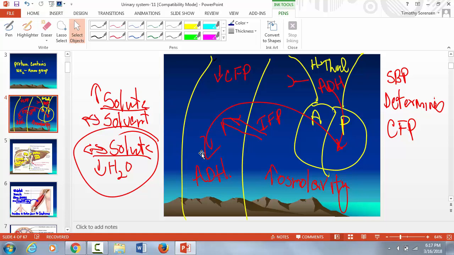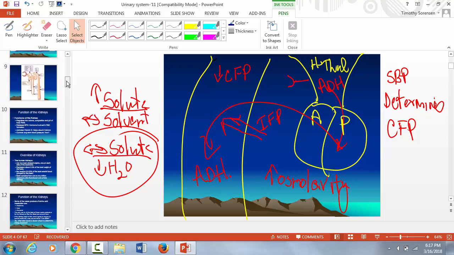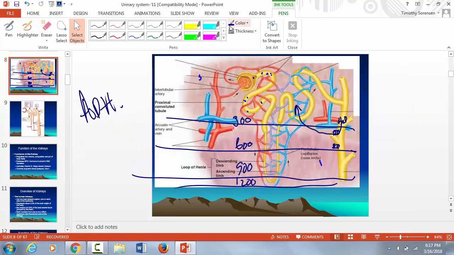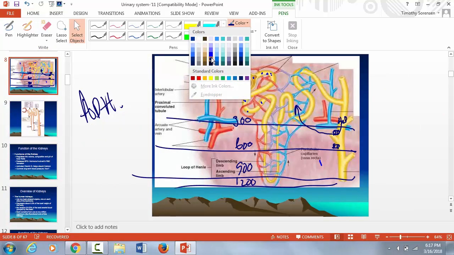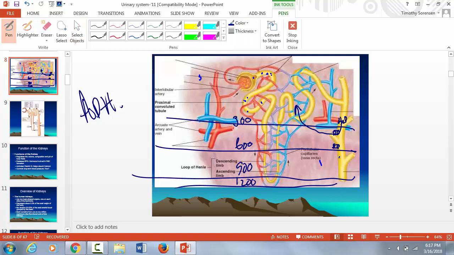So what will happen is, as ADH increases in the blood, it will insert these aquaporins, these water channels, deeper and deeper into the collecting ducts. So as these water channels are moved deeper and deeper into the collecting ducts, what happens to the osmolarity? It goes up. That means more and more water gets reabsorbed, to the point that at maximum ADH secretion, you are producing no urine. Say yes.